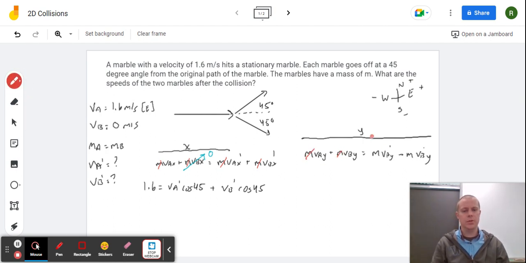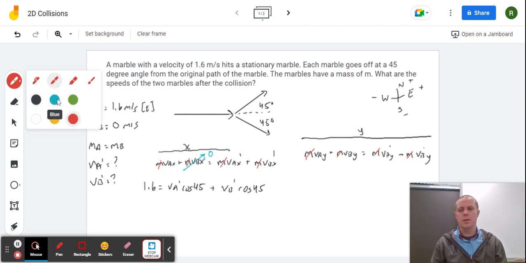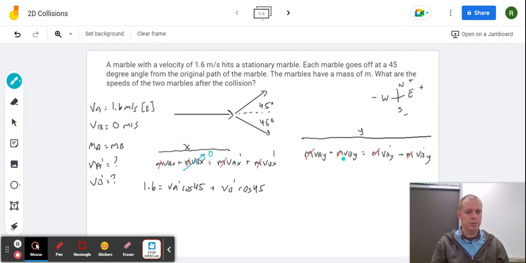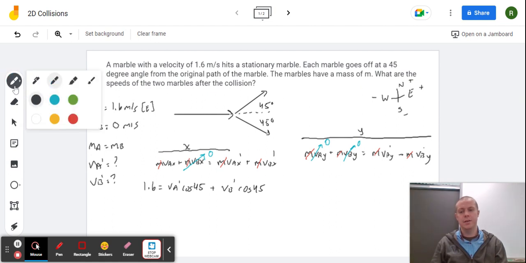All of the masses we can cancel out. And there is some other stuff we can cancel out too, right? VB wasn't moving, so it's a 0. There's no momentum there. And VAY is actually also 0. This is because initially it had a velocity, but that velocity was straight horizontal, meaning it didn't have any vertical component to its velocity, so it doesn't have any vertical component to its momentum either.